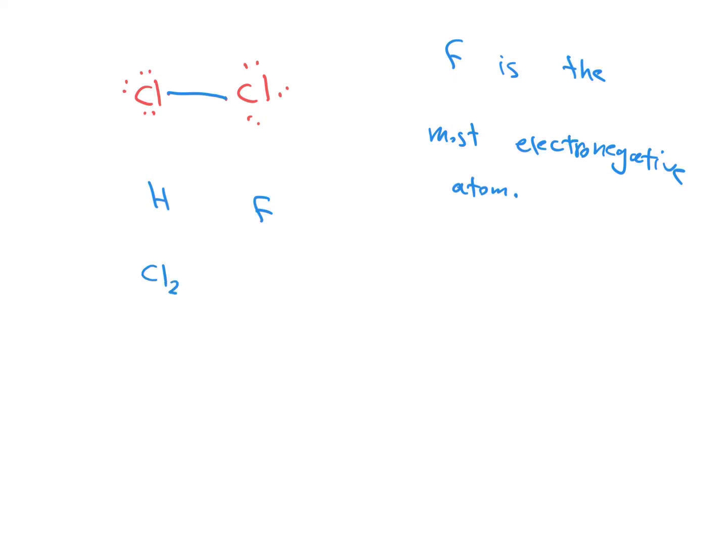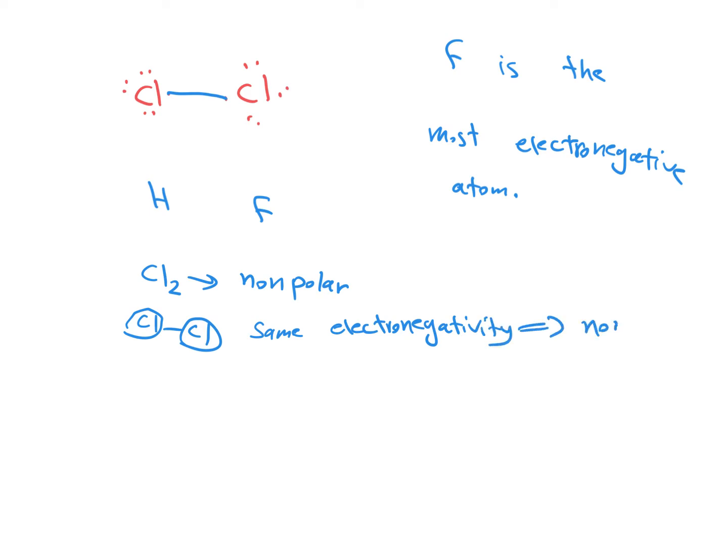For instance, Cl2 is non-polar because these two elements have the same electronegativity. So you have a non-polar covalent bond. But if you have HCl, these two elements have different electronegativity, so this would be a polar covalent bond.